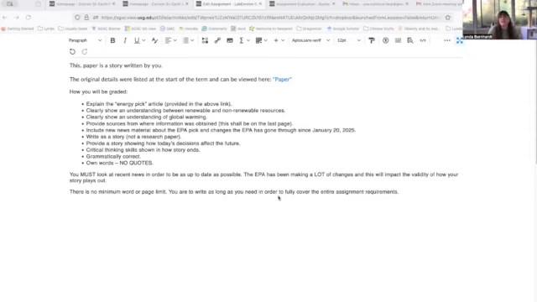You need to show an understanding of global warming. That's kind of one of the big basics for environmental science, understanding what global warming and climate change actually means and what is kind of perpetuating it.